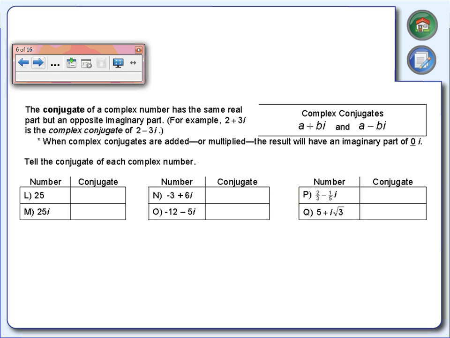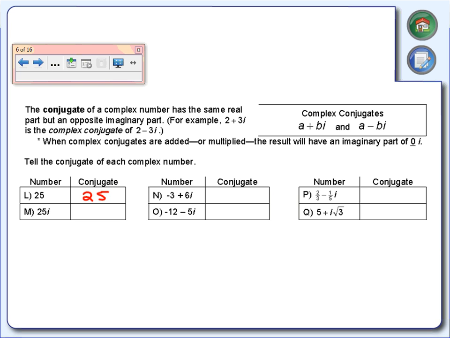Well, is there an imaginary part on this one then? No. So there's nothing we need to change. It's just going to stay 25. Nothing to change. We're only changing the imaginary part. What about m? 25i. What's the conjugate of 25i?